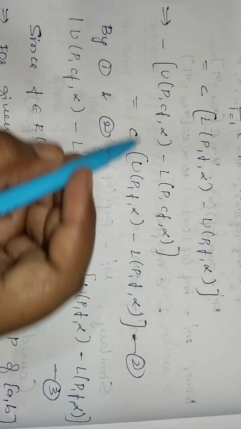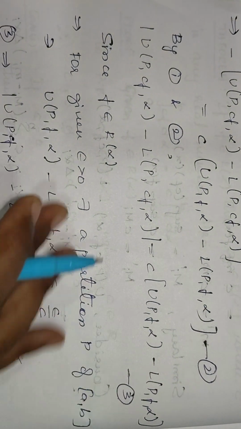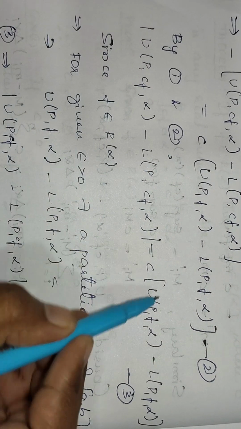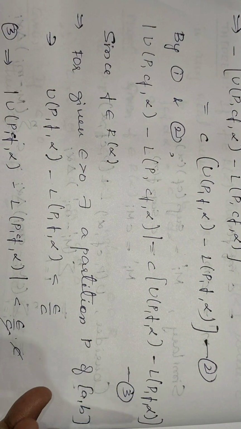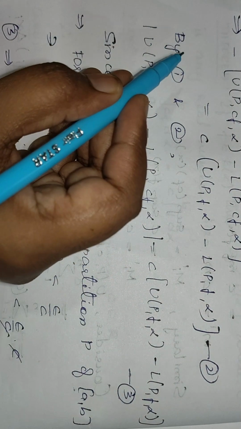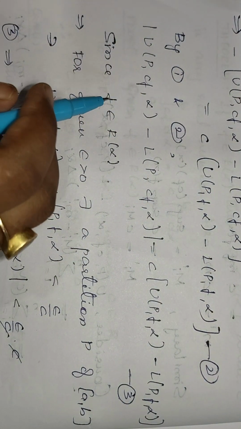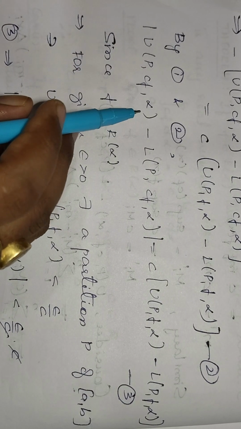So from 1 and 2 I will just write mod. Okay, so from 1 and 2 I have mod of this is equal to c into U(P, f, alpha) minus L(P, f, alpha). So this mod covers both plus as well as minus. So equation 2 as well as equation 1 is covered in this single equation now.